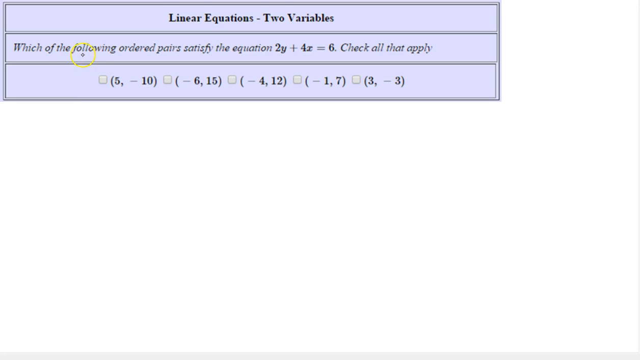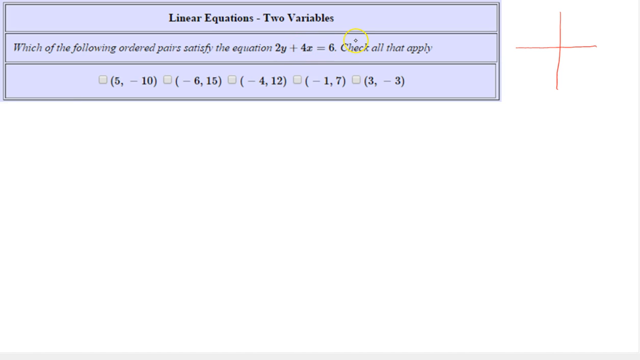In this example, we're going to determine which of the following ordered pairs satisfy the equation 2y plus 4x equals 6, and then we're going to check all that apply. Notice in the past you've solved or graphed linear equations, and this is a linear equation. Remember, this has infinitely many solutions. This is just a side note to get us started.